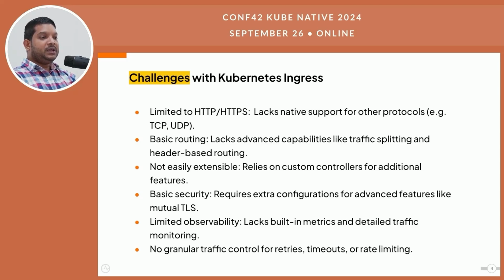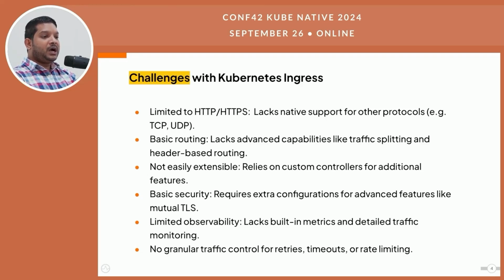One of the key constraints is that Ingress is primarily designed to handle HTTP and HTTPS traffic. It lacks native support for other protocols like TCP, UDP, WebSocket, and likewise. This means if the application requires protocol flexibility, you will need to use additional tools or controllers to manage that traffic. Ingress only supports basic routing configurations such as host-based or path-based routing. It does not have out-of-the-box capability for more advanced capabilities such as traffic splitting, which allows you to distribute traffic between different versions of your applications, or header-based routing, which can direct traffic based on the specific request header.